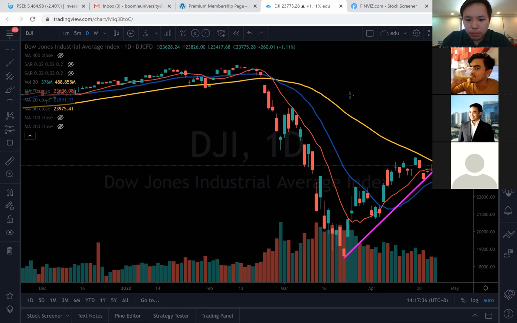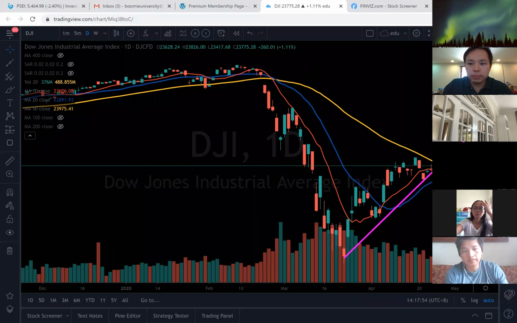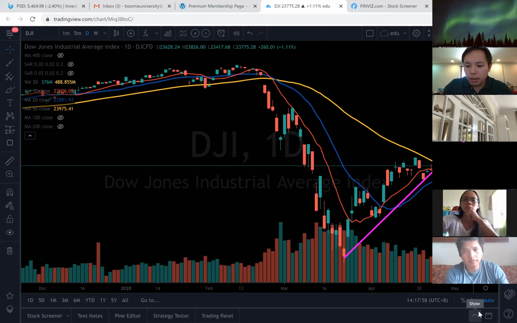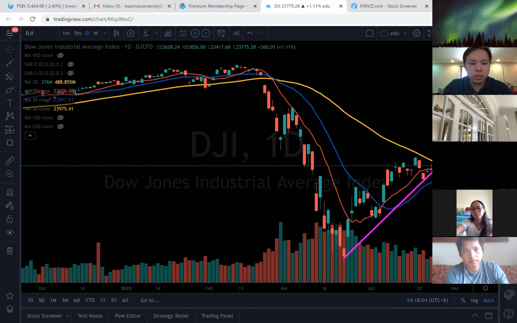Yung mangyayari doon, first quarter earnings will come in, and then second quarter earnings will come in. Tapos, siyempre, mahina na yung mga earnings because of the effect of that pandemic sa business. So, siyempre, walang kita, sarado yung malls, sarado yung mga shops, walang bumibili.